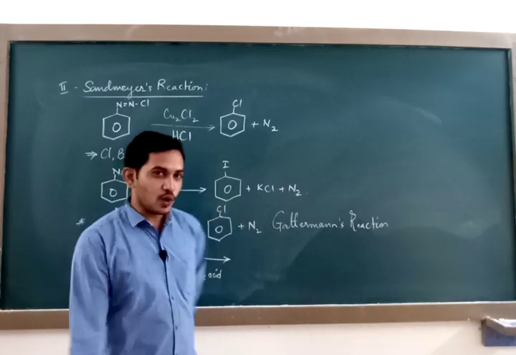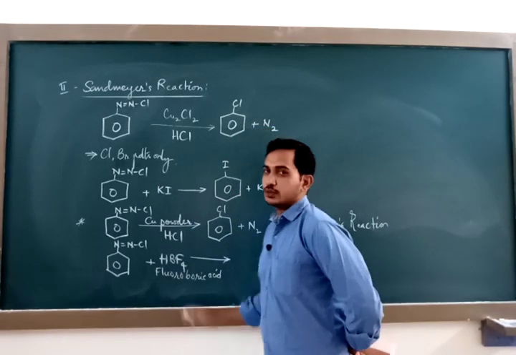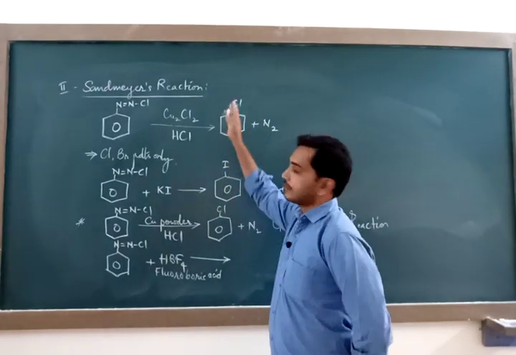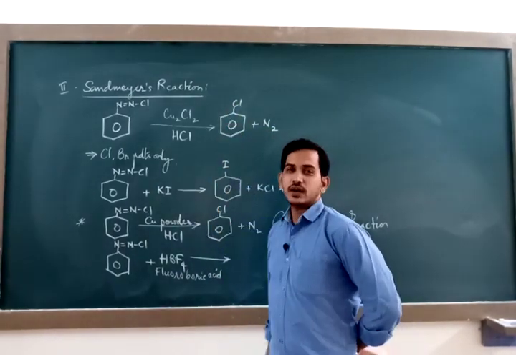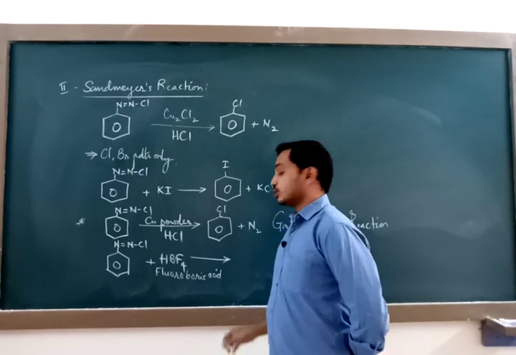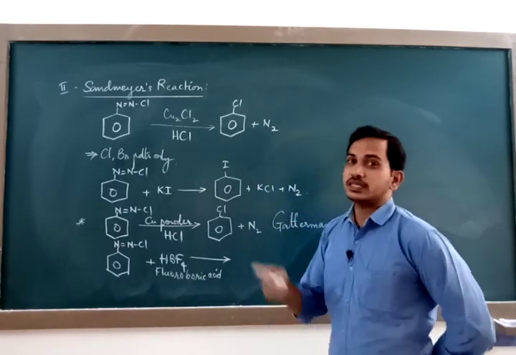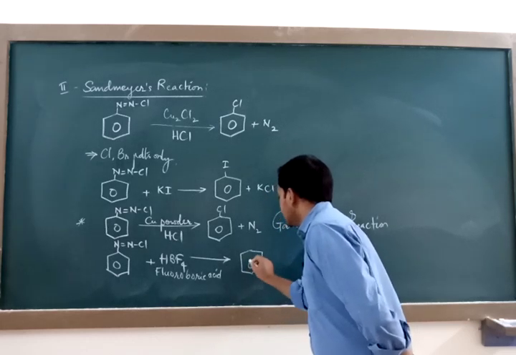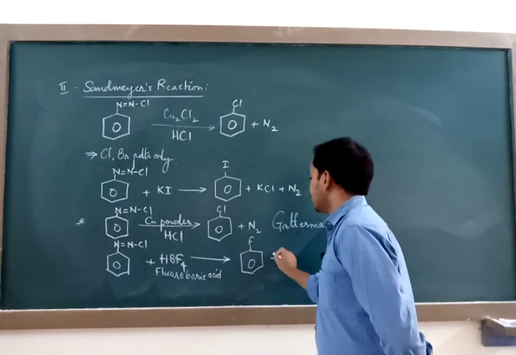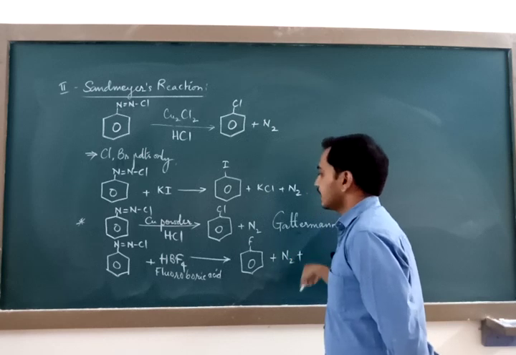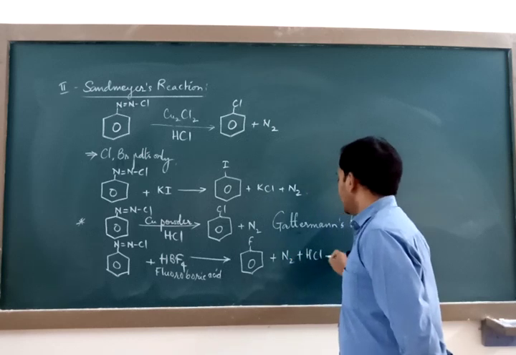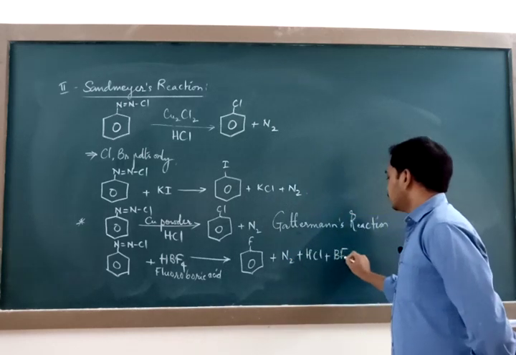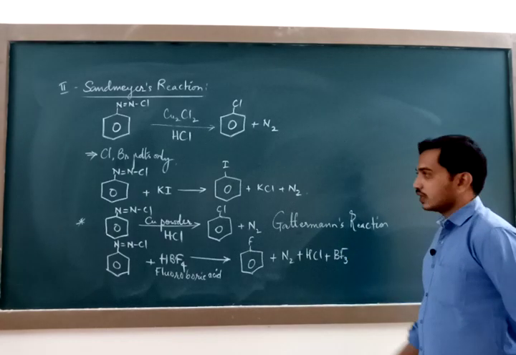Now you guess what likely product is to be formed. You have prepared iodobenzene, you have prepared chlorobenzene, bromobenzene. What other halogen is remained? Fluorine. So you can prepare even fluorobenzene by this method. The formed product is fluorobenzene plus nitrogen plus HCl plus boron trifluoride.